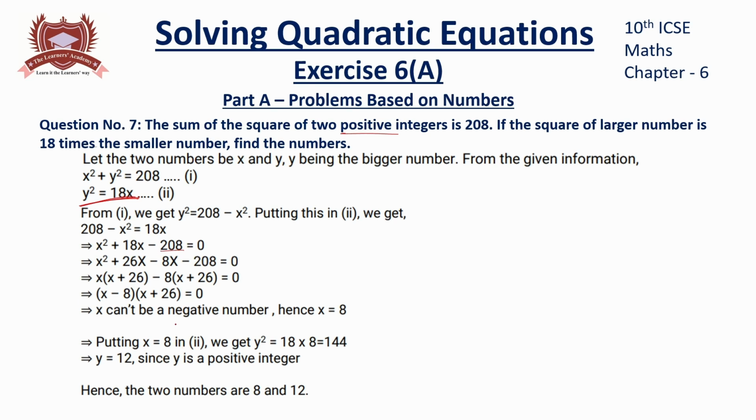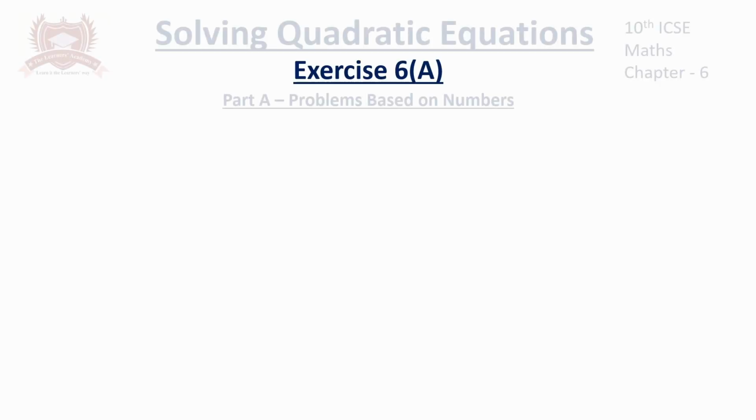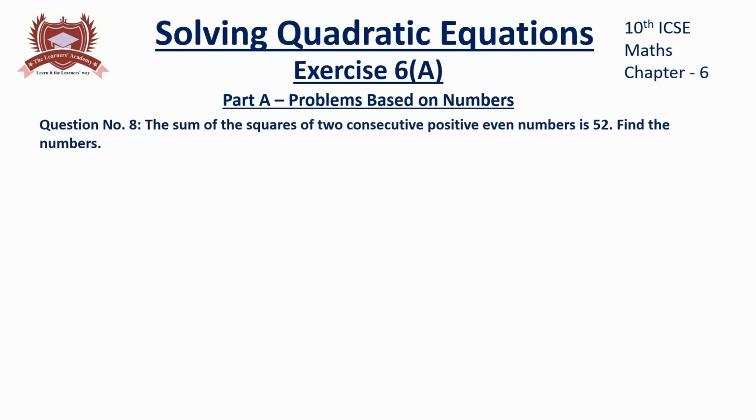Putting x is equal to 8 in the first equation, we get y square is equal to 144 or y is equal to 12. Since y is positive, तो सिर्फ 12 पकड़ा जाएगा because root of 144 would be plus minus 12. तो मेरे दो नंबर्स आ गए 8 और 12. Let's go ahead with the next example that we have.